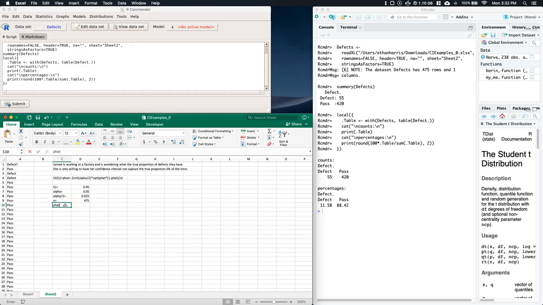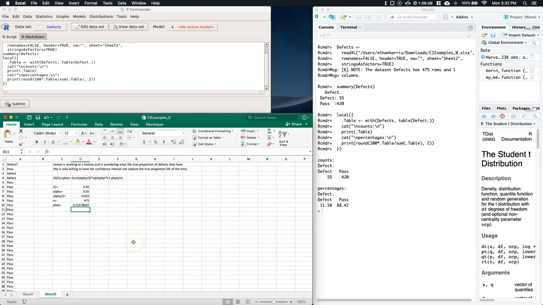And then p hat, we are really interested in the proportion of defects. So what we would need to do is then say equals our 55 divided by our sample size.